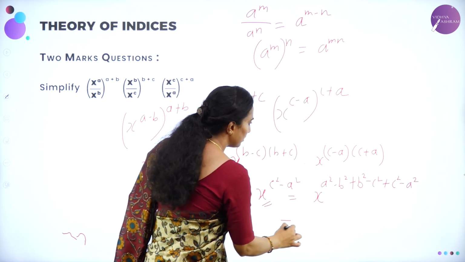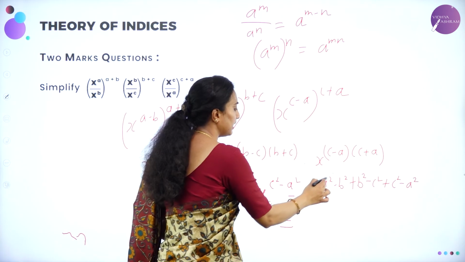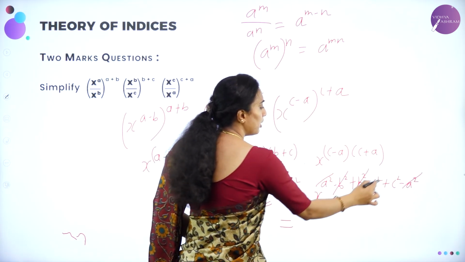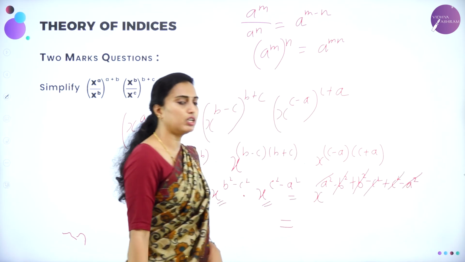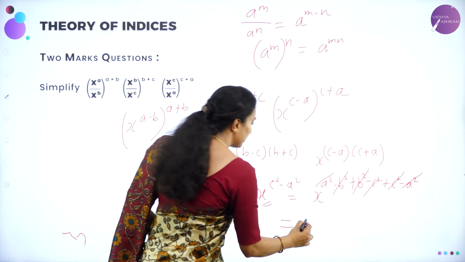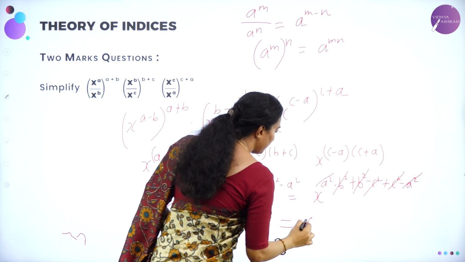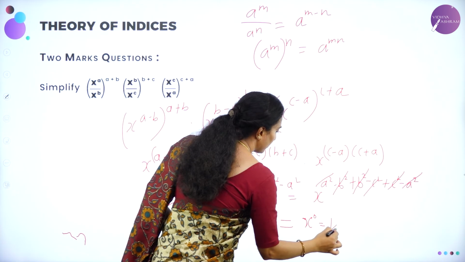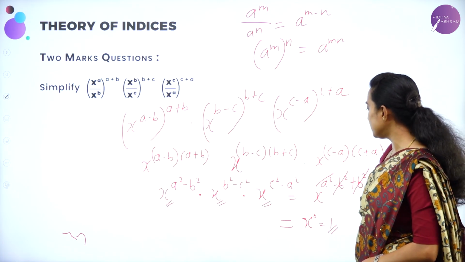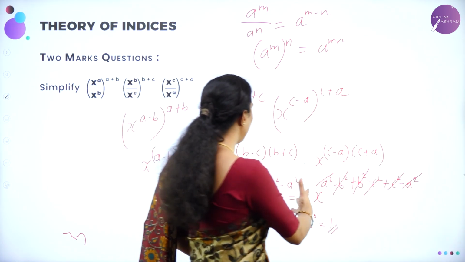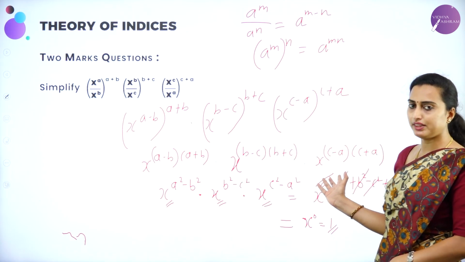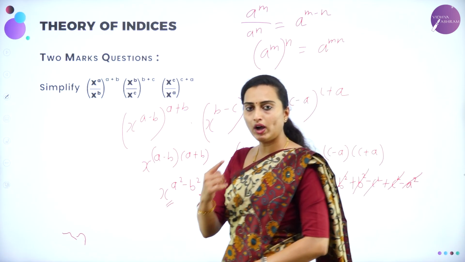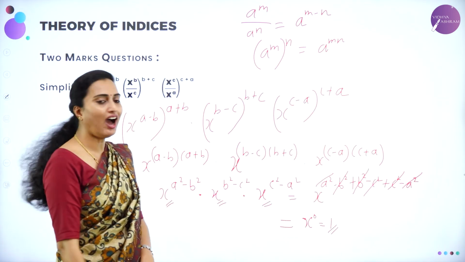So which will become? You can observe, dear students, here plus a squared minus a squared will go, minus b squared plus b squared, minus c squared plus c squared. So what is remaining there? x power 0. If everything is getting cancelled, you are going to remain with the whole power being nothing, which is 0. Anything power 0 will become 1. Correct? So this is your answer.